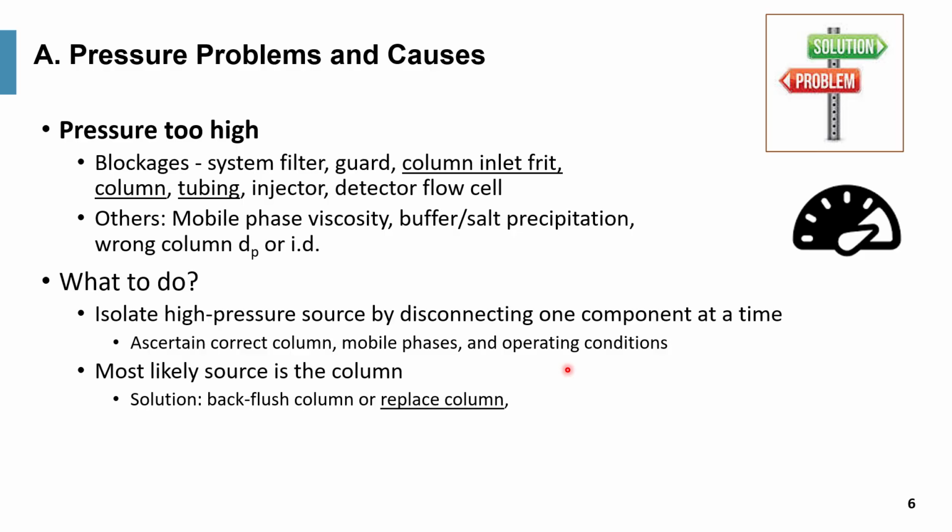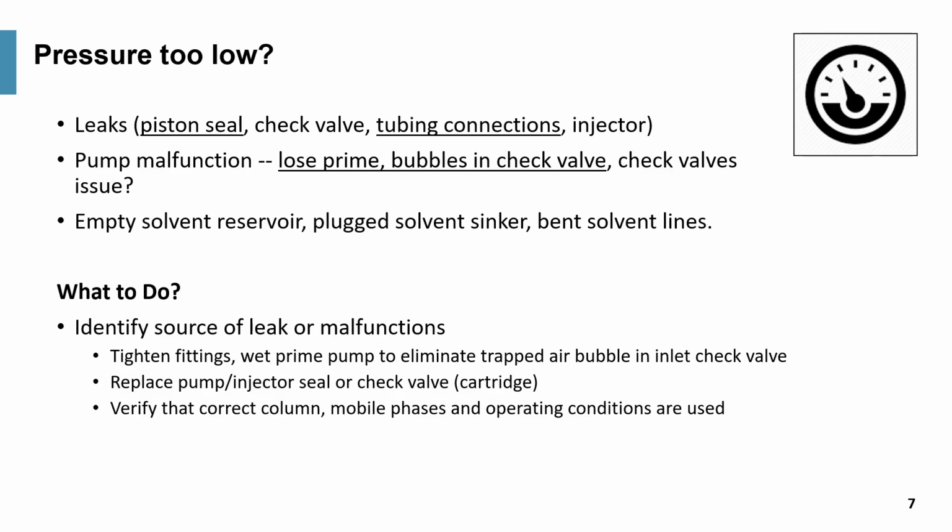So quickly going to pressure problems. Pressure too high is typically a blockage. Those underline the most common cause of that problem, right? So the column is typically the first thing you suspect. What to do? You can isolate the pressure source by disconnecting one component at a time, and most likely it is the column. So you can backflush the column, or better yet, replace the column.